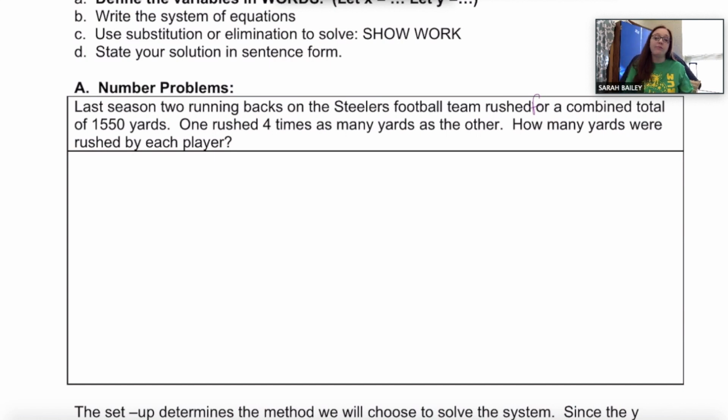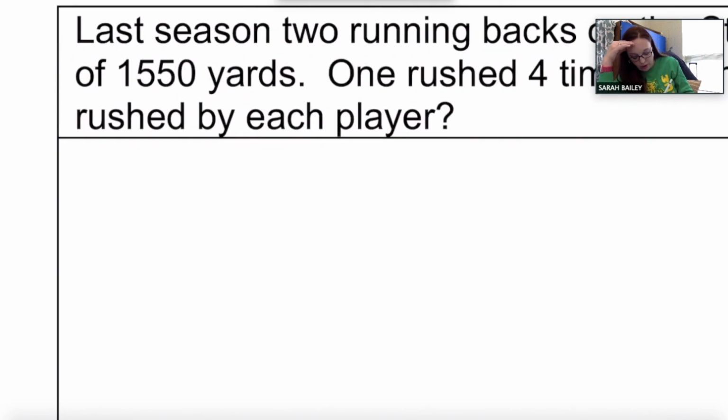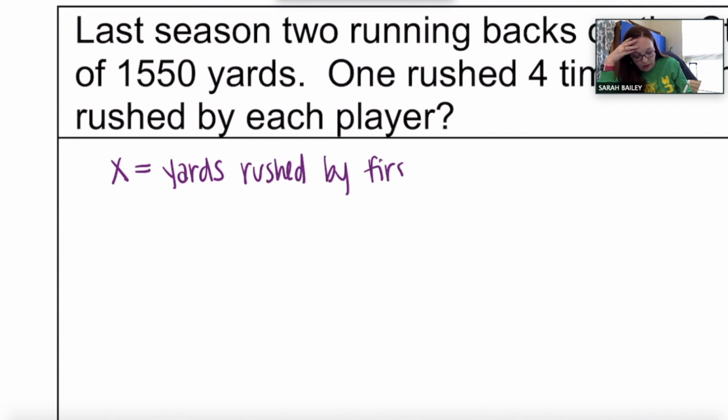And it didn't say player A or B or anything like that, but we'll just say, let's use our variables x and y. So x is going to be yards rushed by first player. And then we can let y be the yards rushed by the second player.